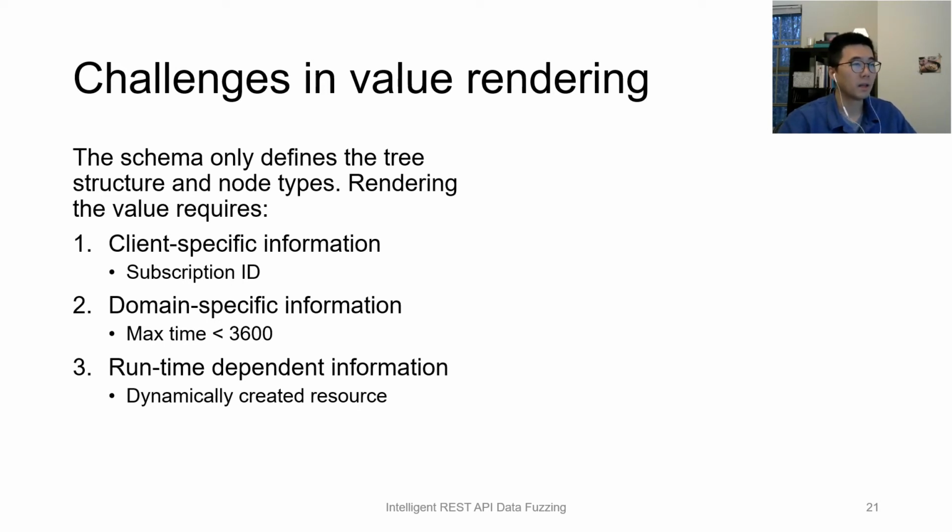For example, in a payload, it may require you to provide an integer for the service timeout. But there may be an unspecified requirement that this value has to be smaller than 3600. Otherwise, it's an invalid value. And for an automated tool, it's very hard to get this kind of information right. And the third challenge, besides the first two, is the lack of runtime dependent information. So for example, you need to point to the right resource that you just created previously. And this cannot be easily resolved by the automated tool.